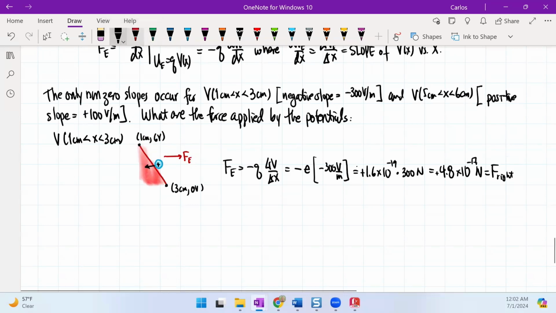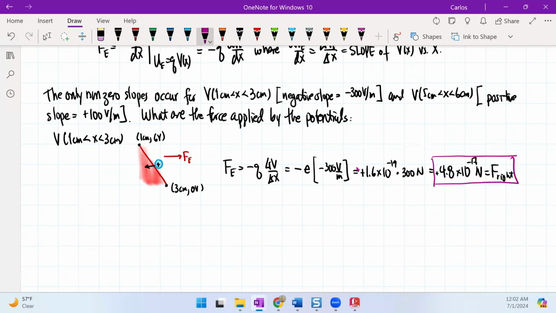Now look at those numbers. You got to admit, those numbers are crazy. Do I have any feel for a number that's 10 to the negative 17? Of course not.